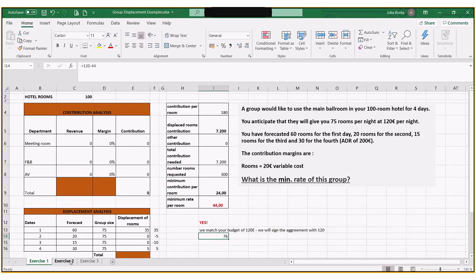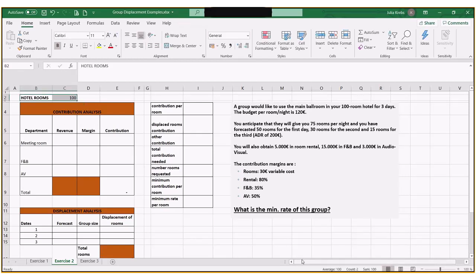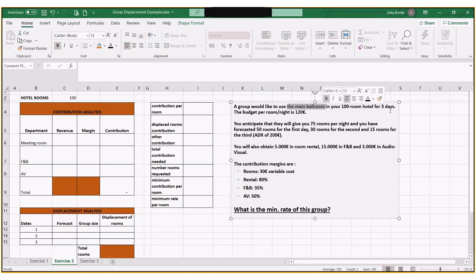And now in exercise number 2, the scenario is a little bit different. So we're going to again guide ourselves through the exact steps. We again have 100 rooms in the hotel, and we have a group who wants to again use the ballroom in our hotel and wants to come for 3 days, right? The budget is again 120 per room per night. Forecast 75 rooms, and then 50 and 30 rooms and 14 for the last.